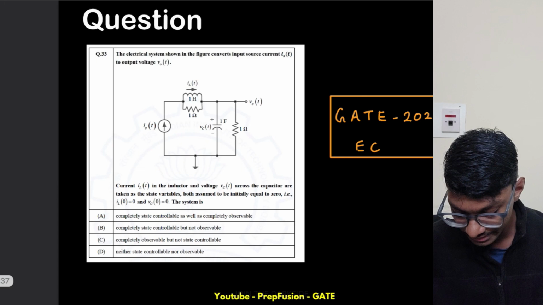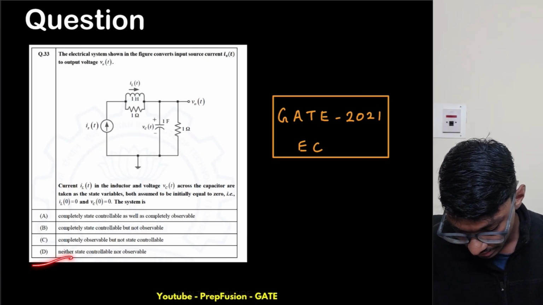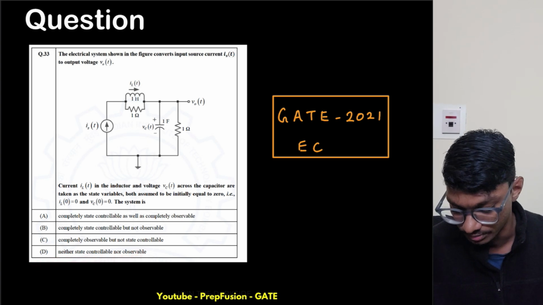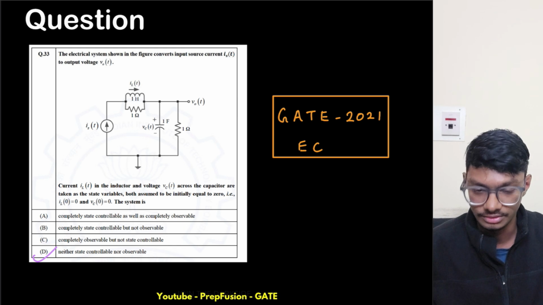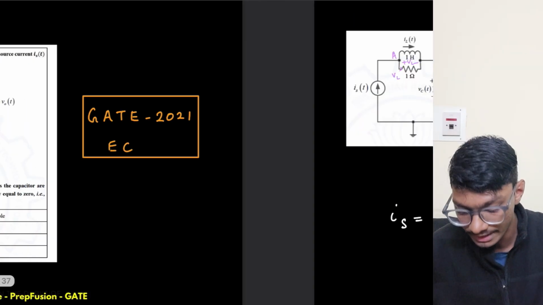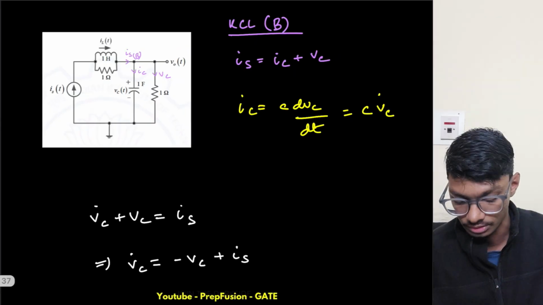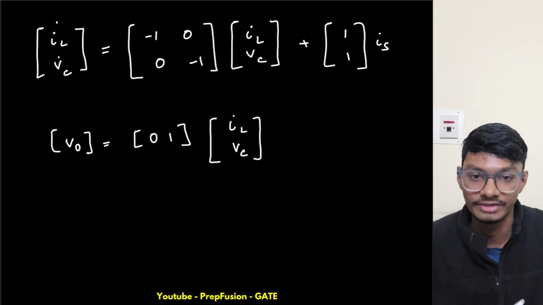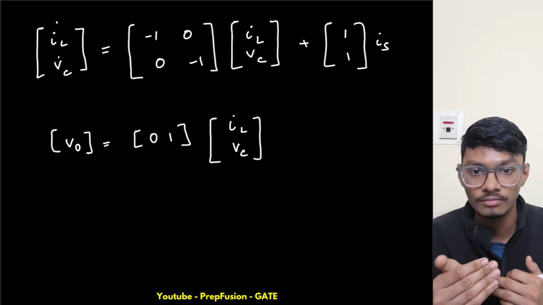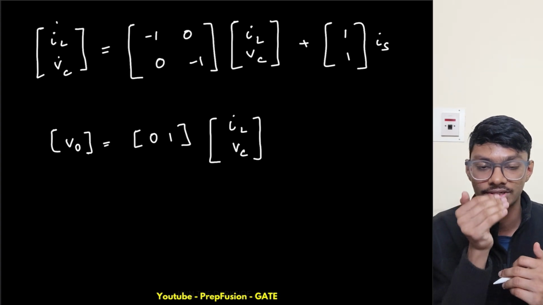Which option will be correct here? The option, this neither state controllable nor observable, option D will be correct here, right? So just be careful about this. It will take you like 1 minute max to get to these equations, to write all these equations, and then directly from here, if it is in the diagonal form, you can directly say whether this is controllable or not, or state observable or not.